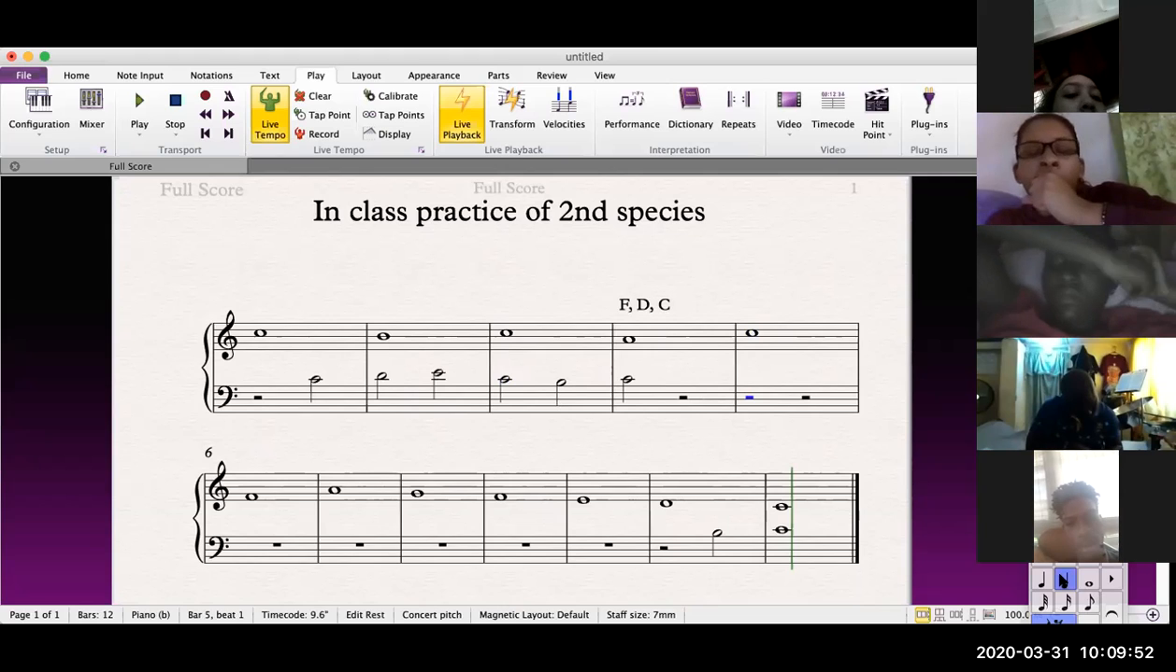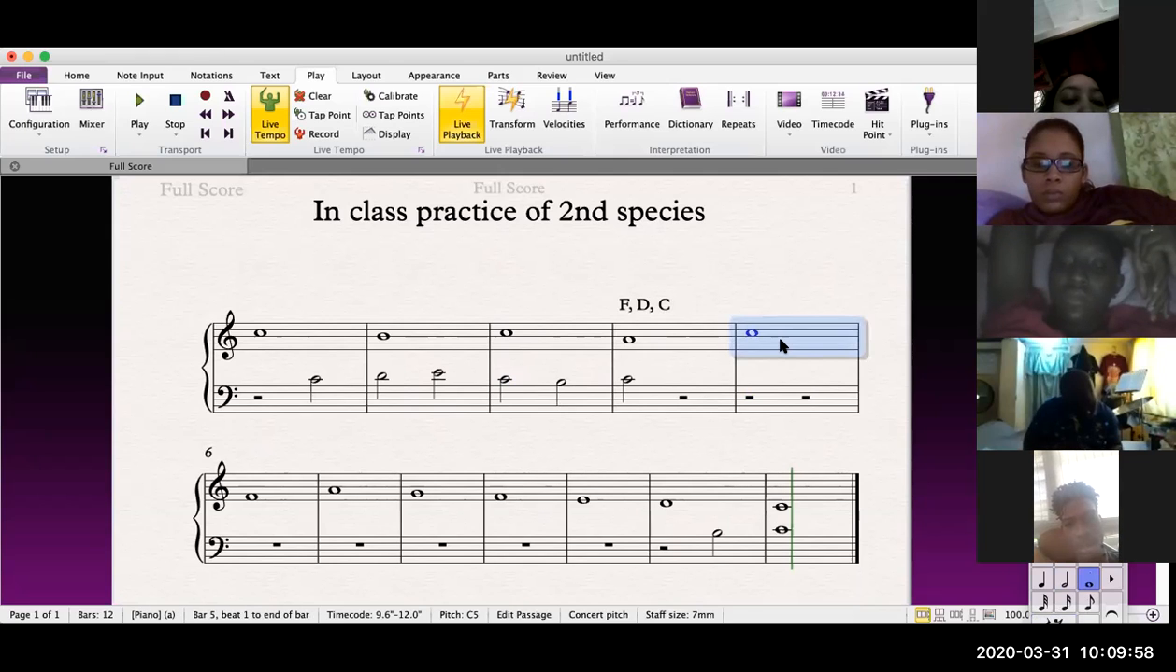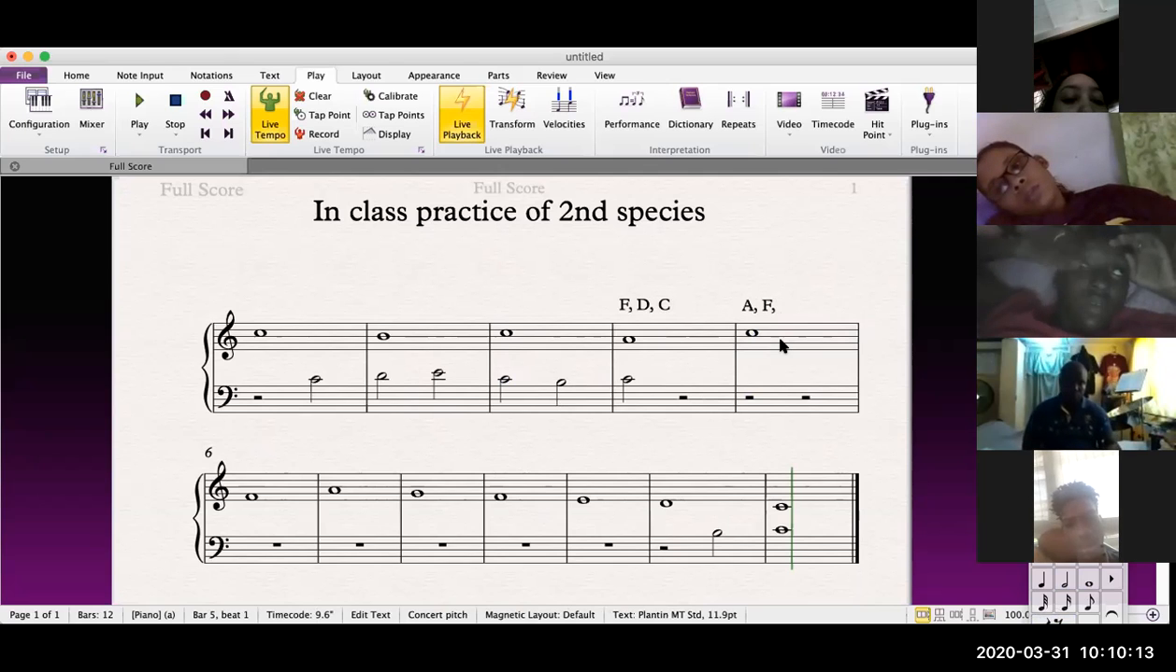And it has to be consonant, right? Has to be consonant on the first beat of the bar, right? So let's just think about what those are. A third below a C is what? A third below C is an A. Good. And a fifth below is? A fifth below would be F. Good. And a sixth below would be E. And then the octave below is a C.